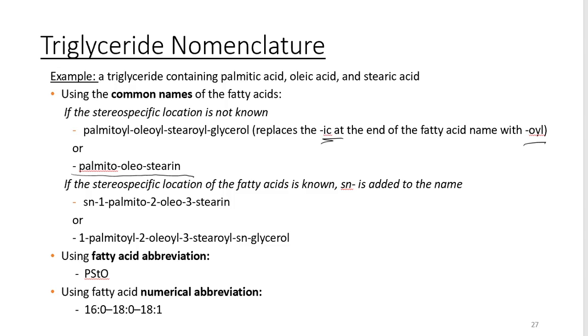If we know the stereospecific location of the fatty acids, then we can name the triglycerides like that with the SN numbers. Also, these triglycerides can be named using fatty acid abbreviations: P for palmitic acid, ST for stearic acid and O for oleic acid. And you can always use numerical abbreviation if you don't know the stereospecific locations. So there are different naming systems for triglycerides. You can choose one of them.